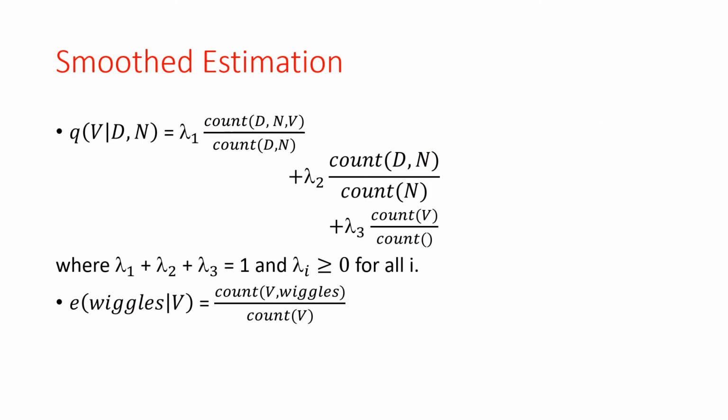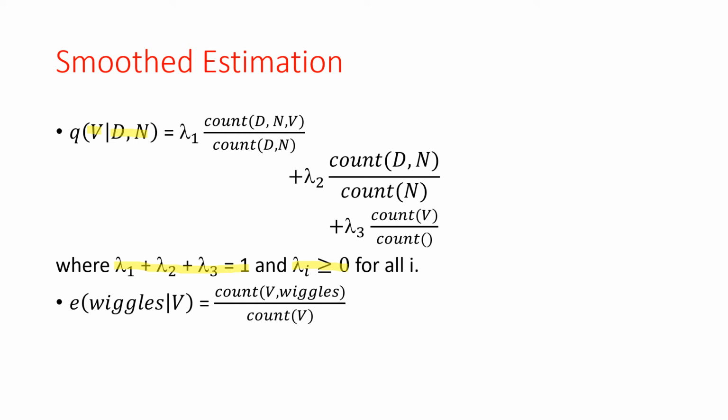In order to calculate conditional probabilities from the previous slide, we can use smoothed estimations such as linear interpolation, as shown here. So, for example, if we want to calculate the conditional probability of a verb given determiner and a noun, we can use the linear combination of the maximum likelihood estimates of the trigram, bigram, and unigram models. These three lambdas sum up to 1, and each of them is greater than or equal to 0.